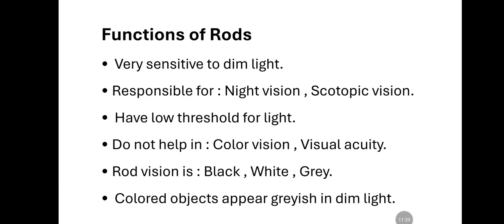Functions of rod. Very sensitive to dim light, responsible for night vision. Scotopic vision, have low threshold for light, do not help in color vision, visual acuity is poor. Rod vision is black, white, gray. Colored objects appear grayish in dim light.